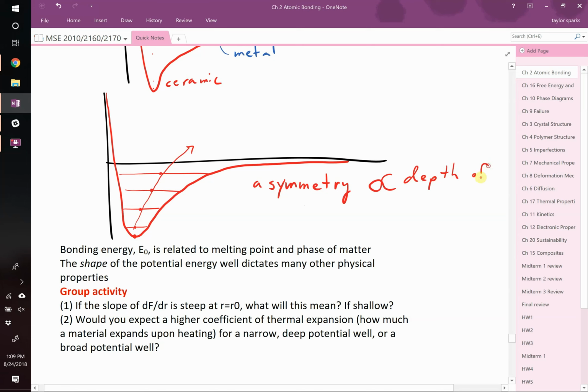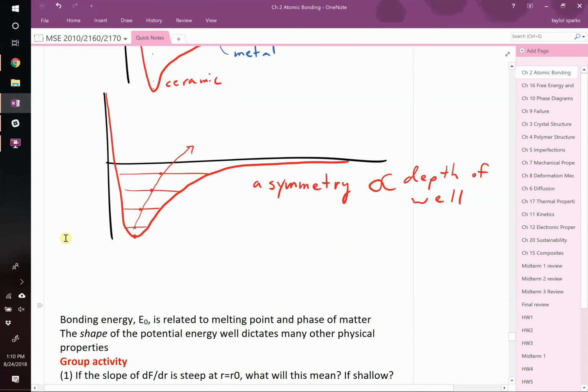Depth of well. If you have a material that melts at a higher temperature, it's going to have a deeper potential well. You would expect this thing to have less thermal expansion, right? Less thermal expansion. And this, in fact, is what we see. If you look at typical values of the coefficient of thermal expansion, CTE, this is your expansion.